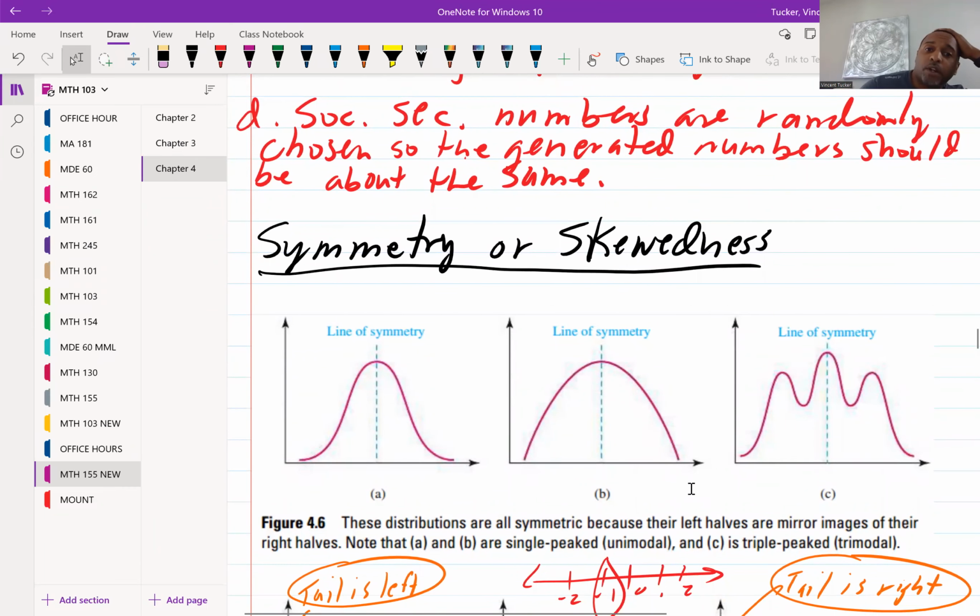Okay, next thing they're talking about is symmetry or skewedness. If something is symmetric, that means you can draw a line in the middle and what's going on on the left is reflected exactly to what's going on in the right and vice versa. So you notice what this statement says down here: these distributions are all symmetric because their left halves are mirror images of the right halves. So it's not about having one peak, two peaks, three peaks. It's about having that mirror image on the left and right.